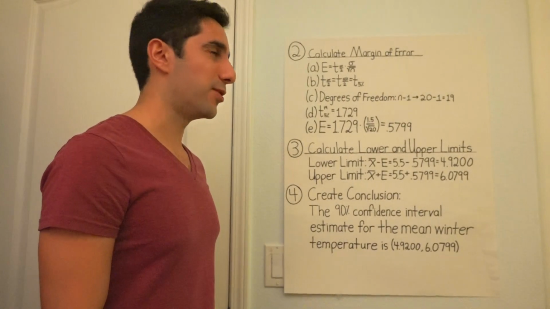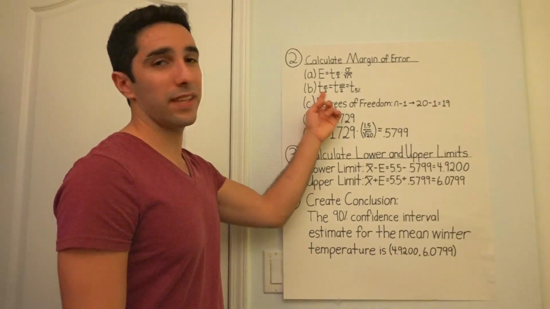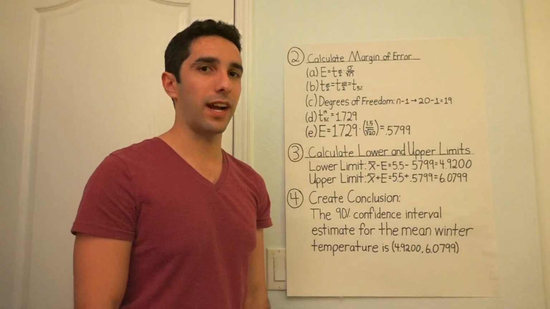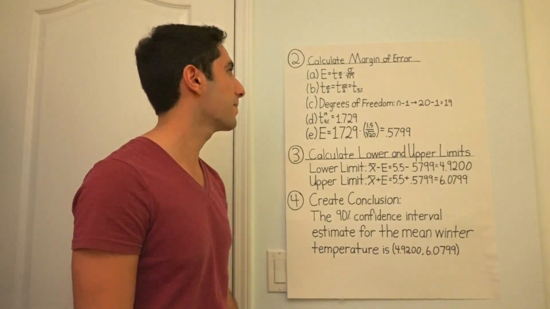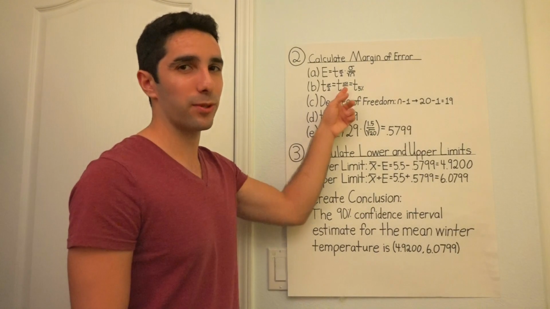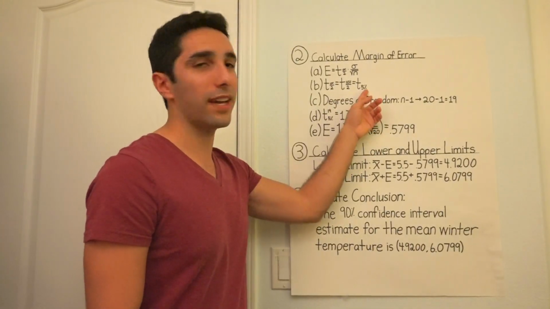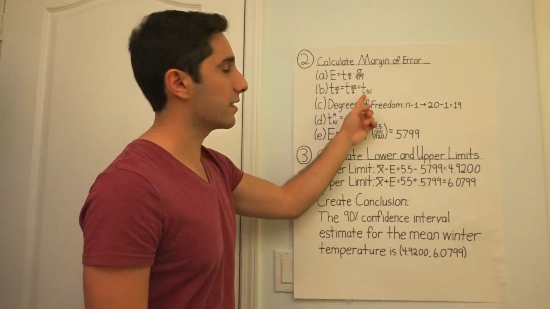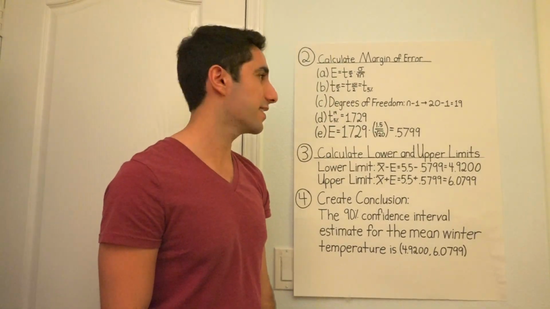Alright, now step 2. You're going to want to get this first. And in order to get this, you got to recall that your alpha was 10%. So once you divide 10% by 2, you get 5%. And now you know that this is t of 5%.